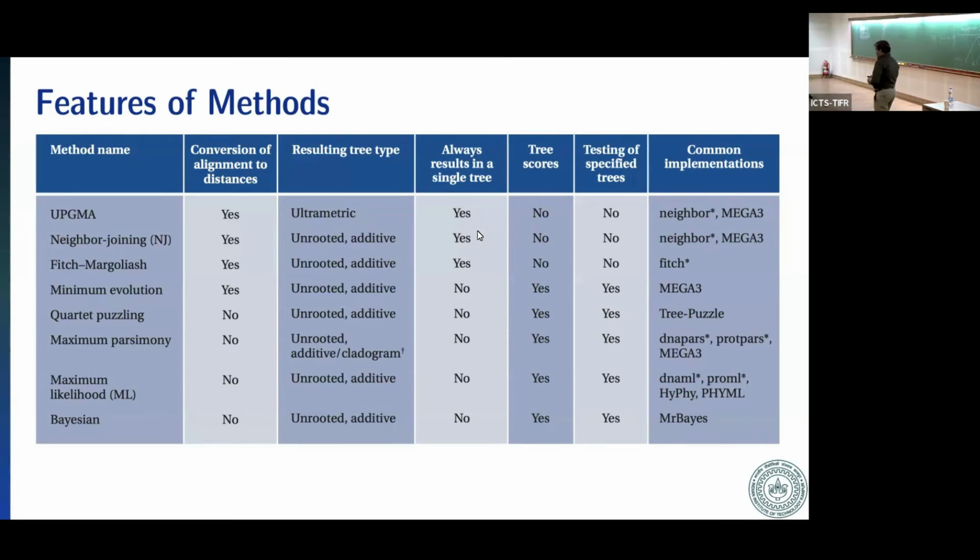So this is just a table. I do not want to go into the details of this table, but it shows the different features of the methods that I just talked about: whether they result in an unrooted tree, additive tree or ultrametric tree, whether they result in a single tree topology or can infer multiple trees, and so on. You see there is a bit of variability in how they utilize the available data sets and what kind of results they infer. And these are a set of software packages that are commonly available and used by a lot of labs across the globe.